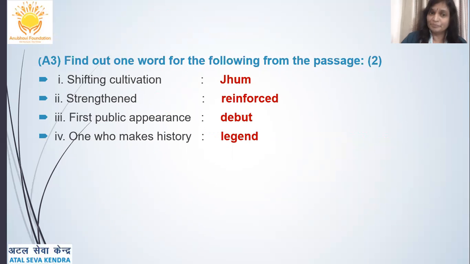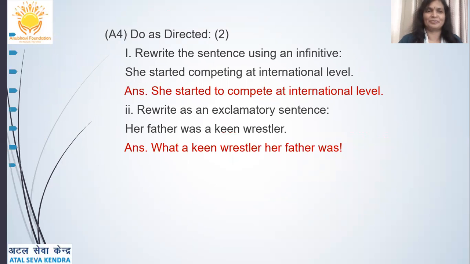Find out the word for the following. Find out one word for the following from the passage. Shifting cultivation, go to the passage, find the word, write it down. Strengthen, again read the passage, find the word, write it down. First public appearance, you know it is debut, but still check if the word is there in the passage, write it down. One who makes history, legend, you know, but still cross check before you finally enter the answer. This is to be doubly sure.